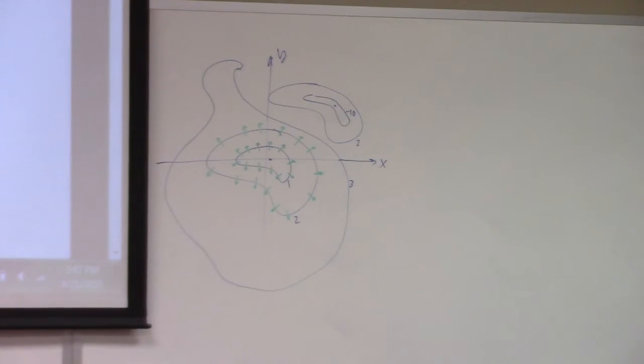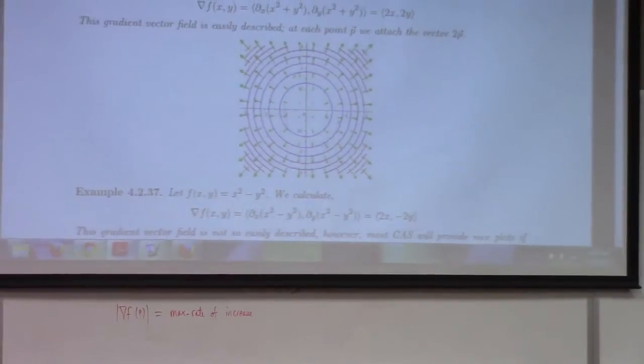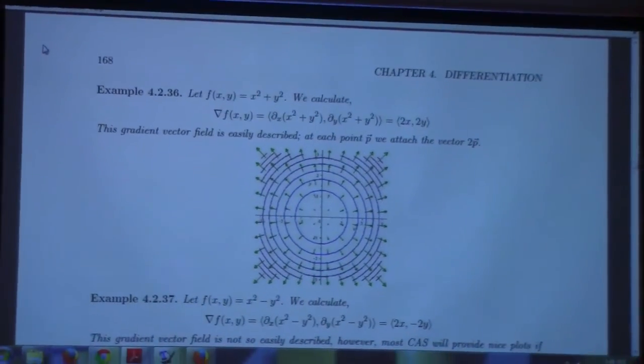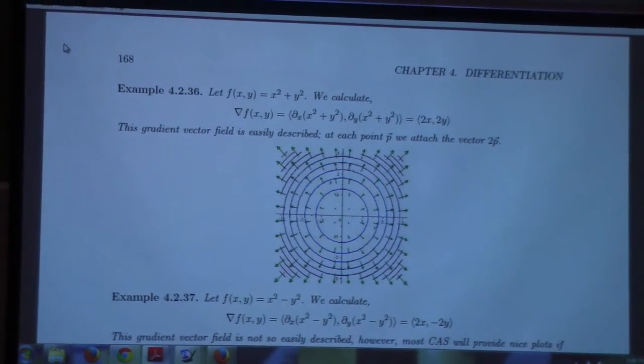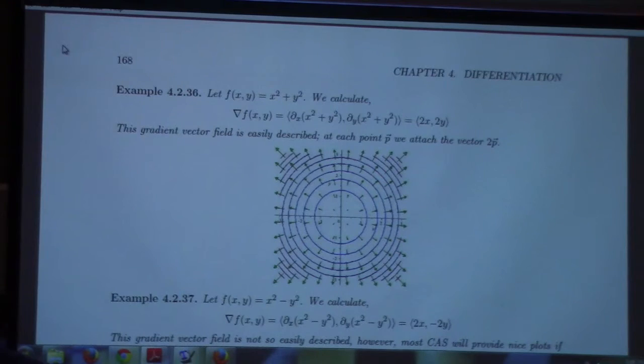Here's a better picture of the first one I did. Let me kill the lights in the front. So you see here's the x squared plus y squared. And I think I used Maple to make these. It doesn't matter. You can use anything.